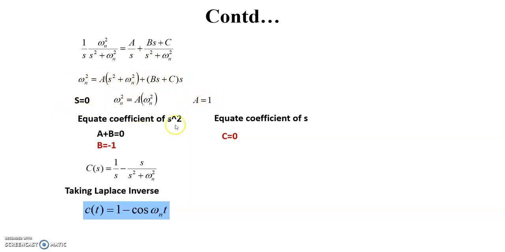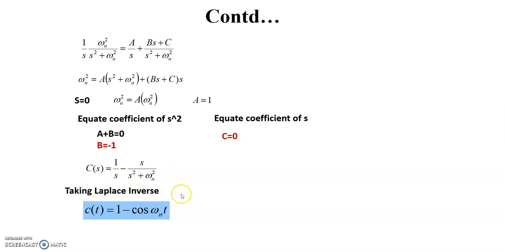So equating the coefficients of s square, that is A plus B is equal to 0, B is equal to minus 1. Equating the coefficient of s, C is equal to 0. So after you find the A, B, C values, you can substitute in the partial fraction, that is the C of s. And then taking the inverse Laplace transform for this equation, you can find c of t. Okay. So C of s is nothing but 1 by s minus s by s square plus omega n square.